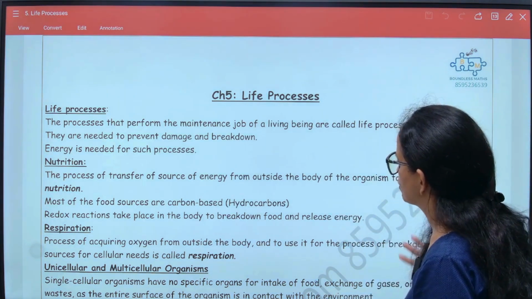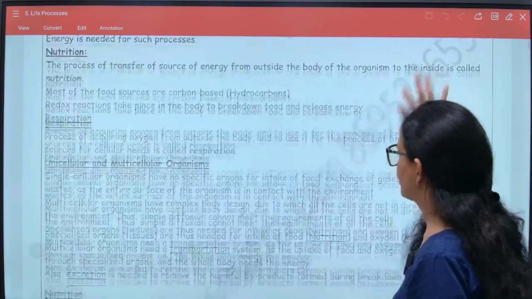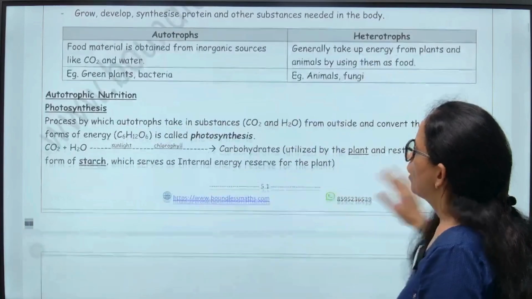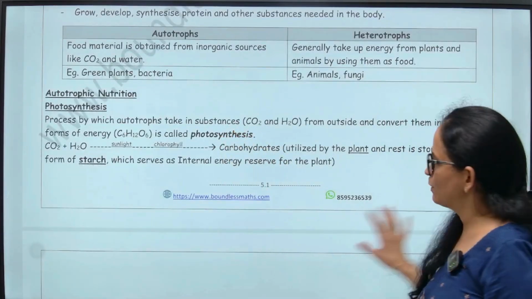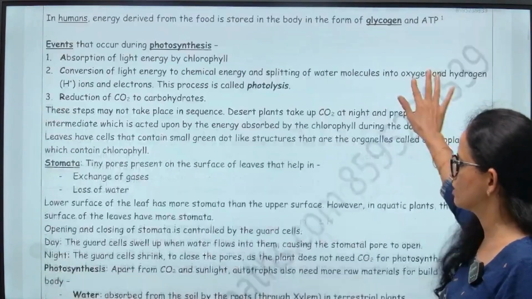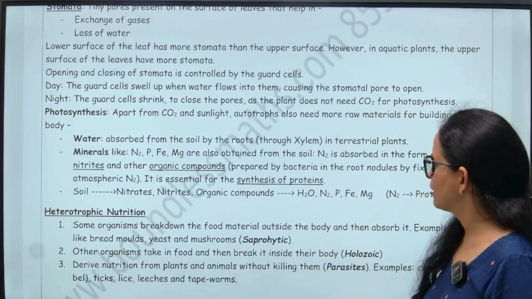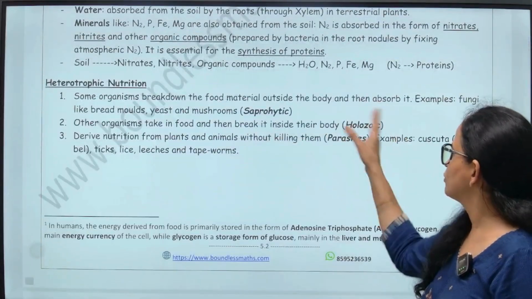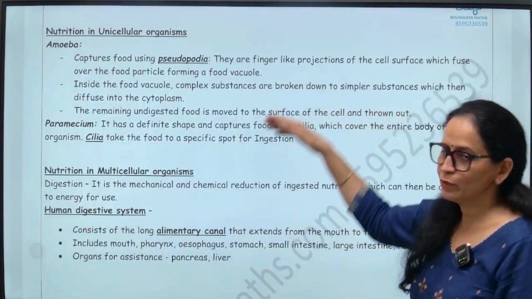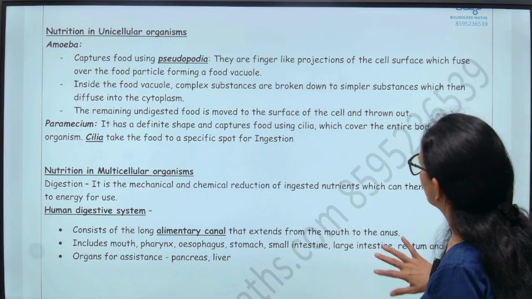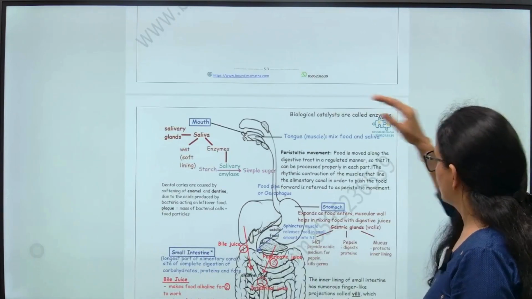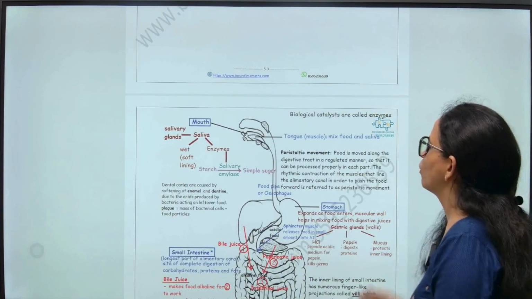Before we get into respiration, a quick recap of what we covered in nutrition. We talked about unicellular and multicellular organisms, what is nutrition, how autotrophs are different from heterotrophs, and what is the process of photosynthesis, how it takes place, and the steps of photosynthesis, very important, along with the equation and definition of photosynthesis. Then we talked about the function of stomata, and for heterotrophs we talked about different modes of nutrition: saprophytic, holozoic and parasitic. Thereafter we talked about nutrition in unicellular organisms, amoeba and paramecium, and for multicellular organisms we looked at the entire nutrition process in humans, the entire alimentary canal, and how and where food gets digested.